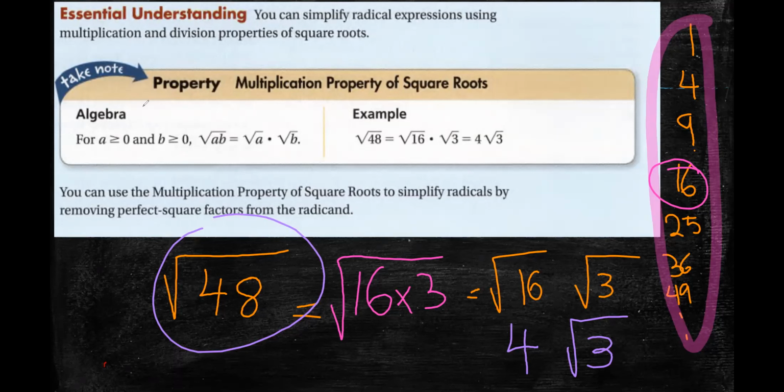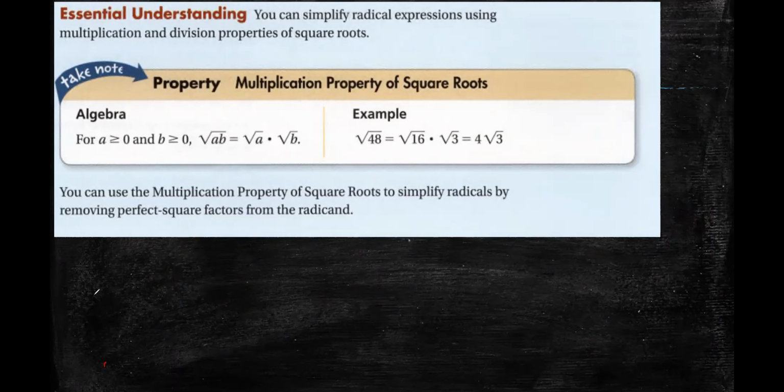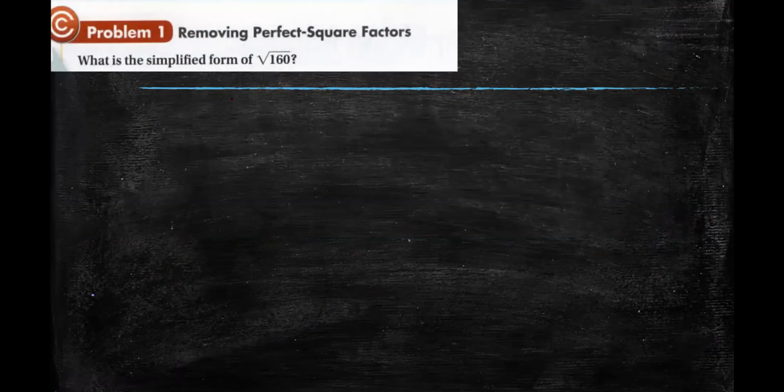Okay? Okay. Yeah. Let's have another example. Okay, thank you, teacher. You are welcome. Now let's have another example to understand it more. Let's see here what is the simplified form of square root of 160.